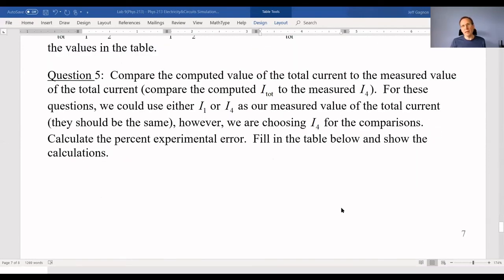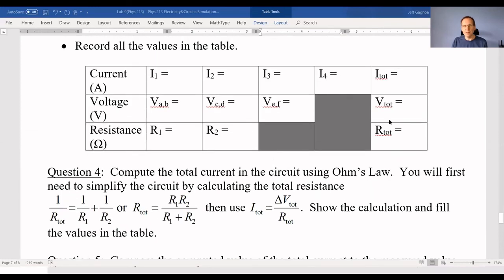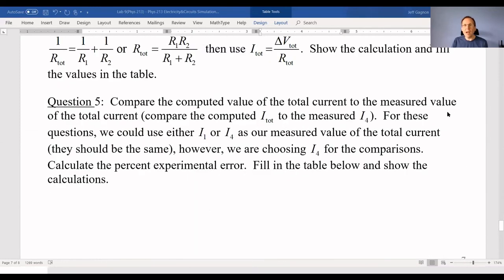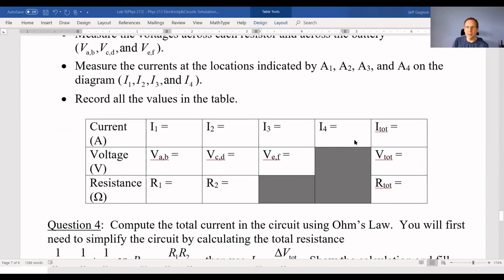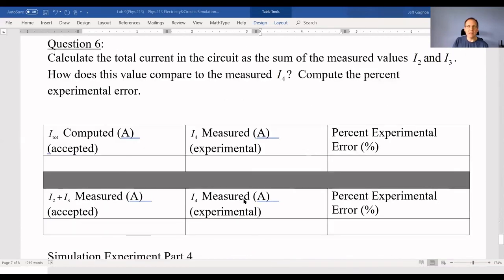Okay, so you want to compare the computed value of the total current, so what you computed here using Ohm's law, right, from question 4, to what you measured. And again, for measurement, we're going to use what we got for I4. We're going to use this value that we measured for I4. And you want to compare them by computing a percent experimental error, and that's in this table right here. So this would be the computed I total, right? Think of that as your accepted value. And then I4 is your measured I total. So that's your experimental value. Compare them by computing the percent experimental error. Make sure you always show me all these calculations.